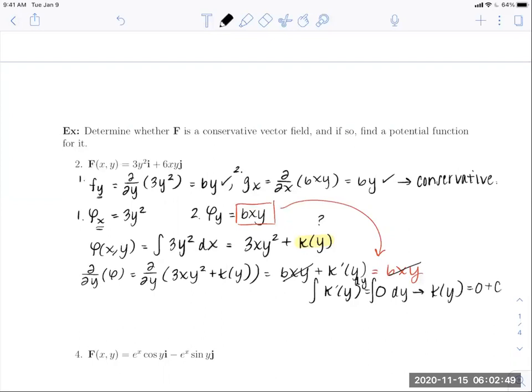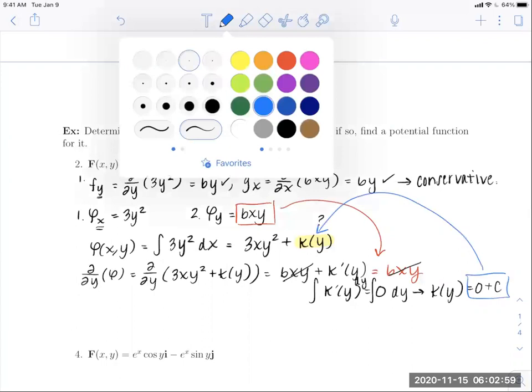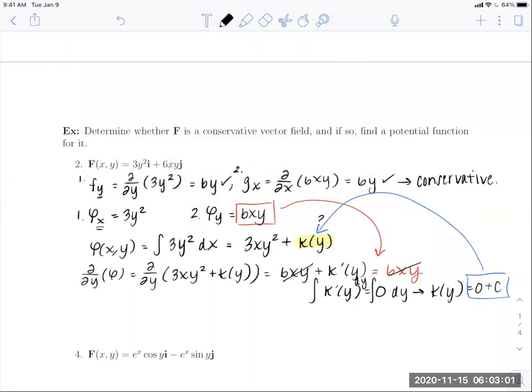So now I'm going to take this value for k of y and I'm going to plug it back up here into my phi of xy equation. And so I conclude that my potential function phi of xy is 3xy squared plus some constant of integration. So I'm going to box this in. This is my final answer.